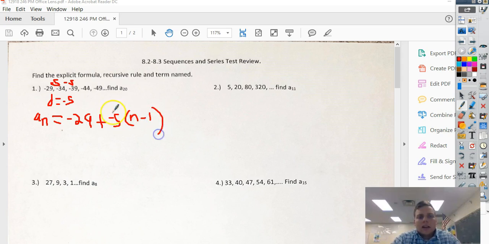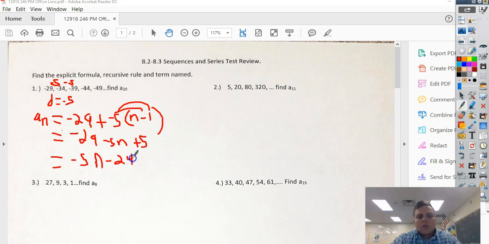Then what I need to do is multiply this negative 5 into both, which is called distributing. So I get negative 29, negative 5 times n is negative 5n, negative 5 times negative 1 is positive 5. Now I just put like terms together. Negative 29 plus 5 gives me negative 24. I still have a negative 5n, so negative 5n minus 24. So there's my explicit formula.